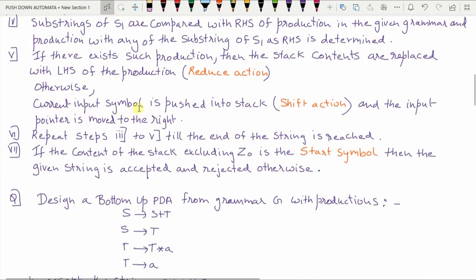So if reduce action is not possible, then the current input symbol, that next is plus, is pushed onto the stack. And whenever any input symbol is pushed onto the stack, that action is called a shift action. After pushing that current input symbol onto the stack, definitely the read pointer will go one place to the right. So the input pointer is moved one place to the right.